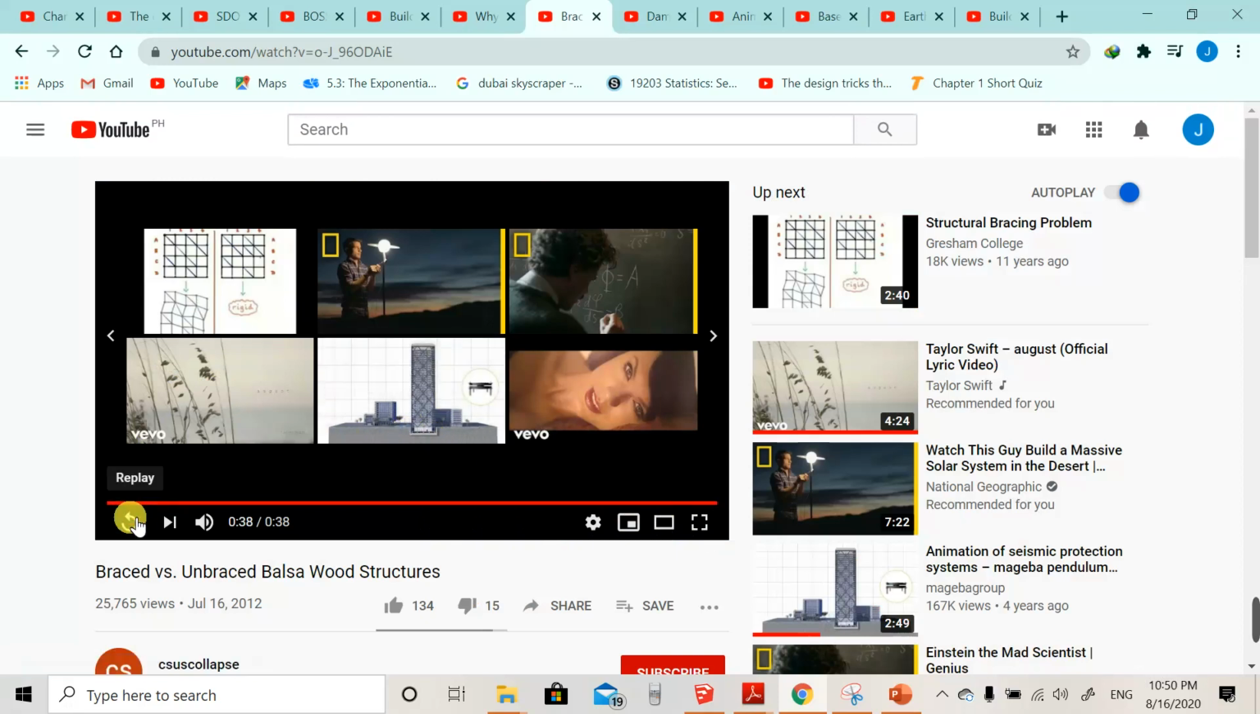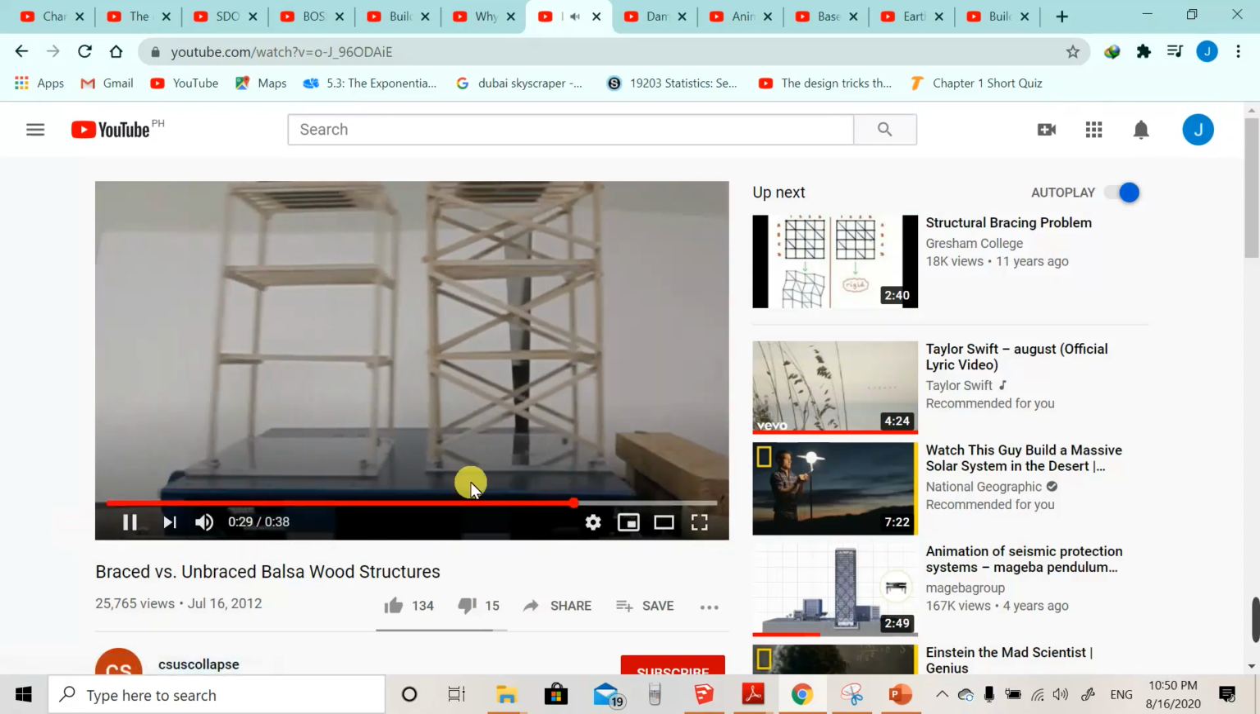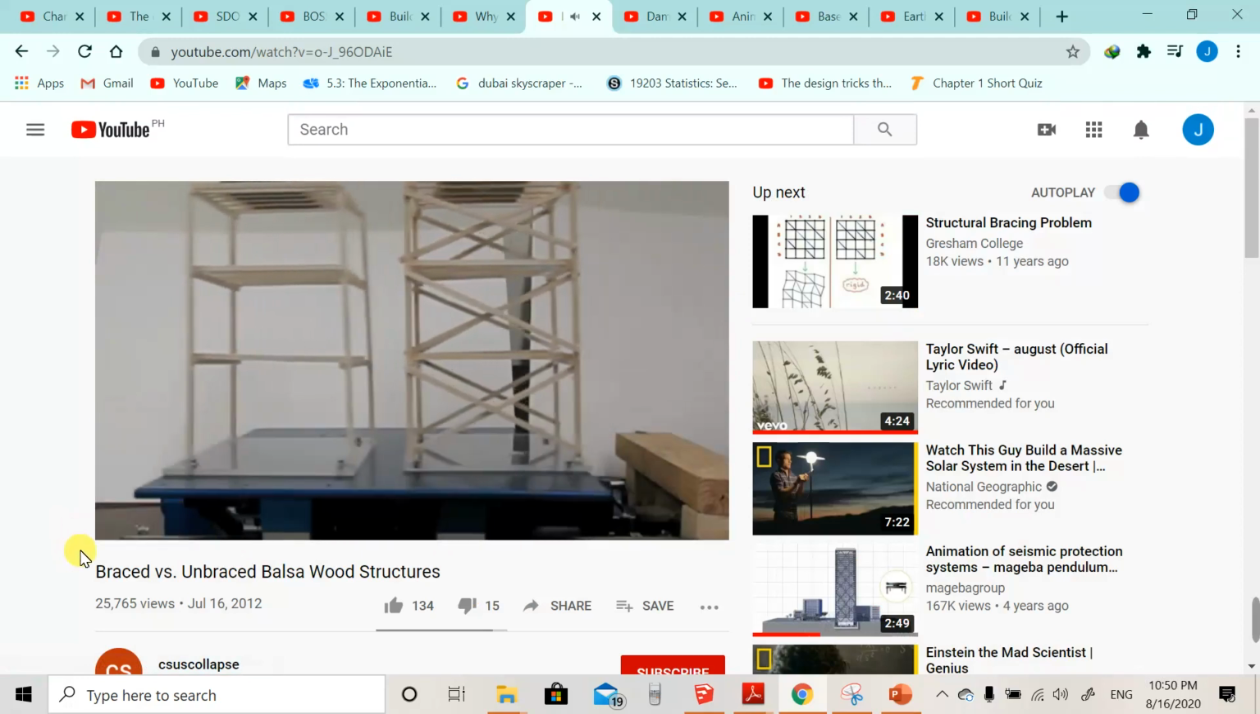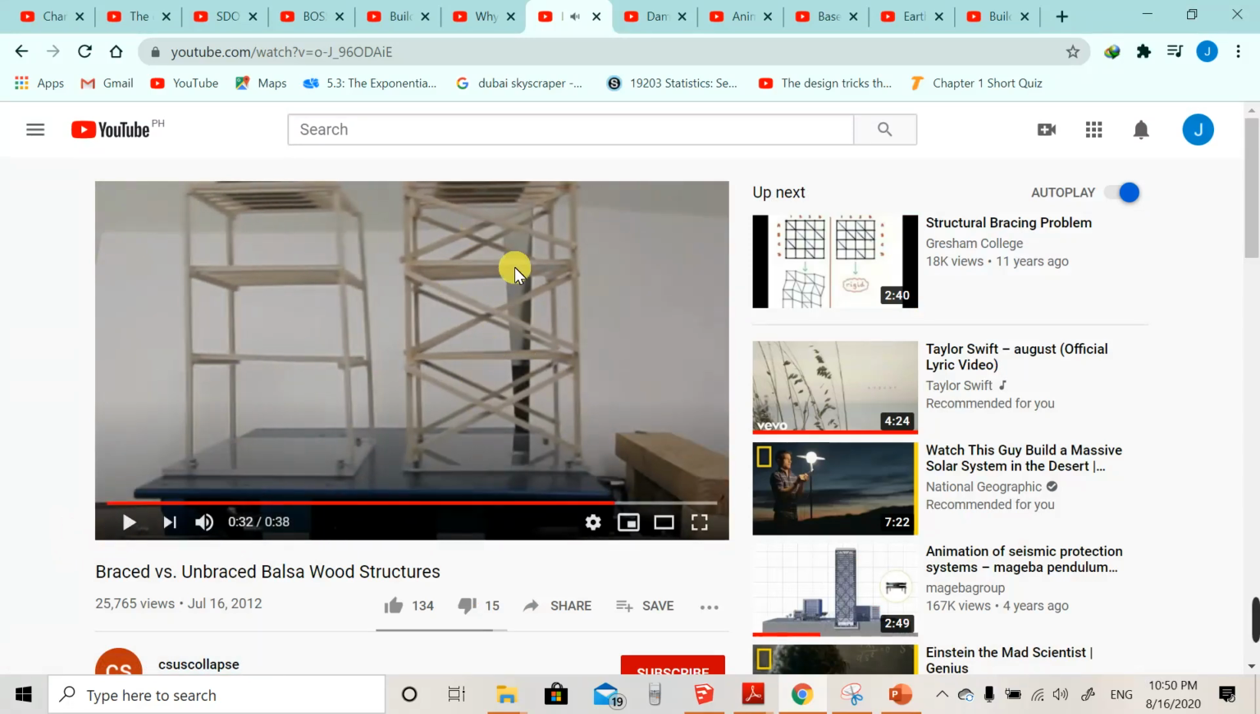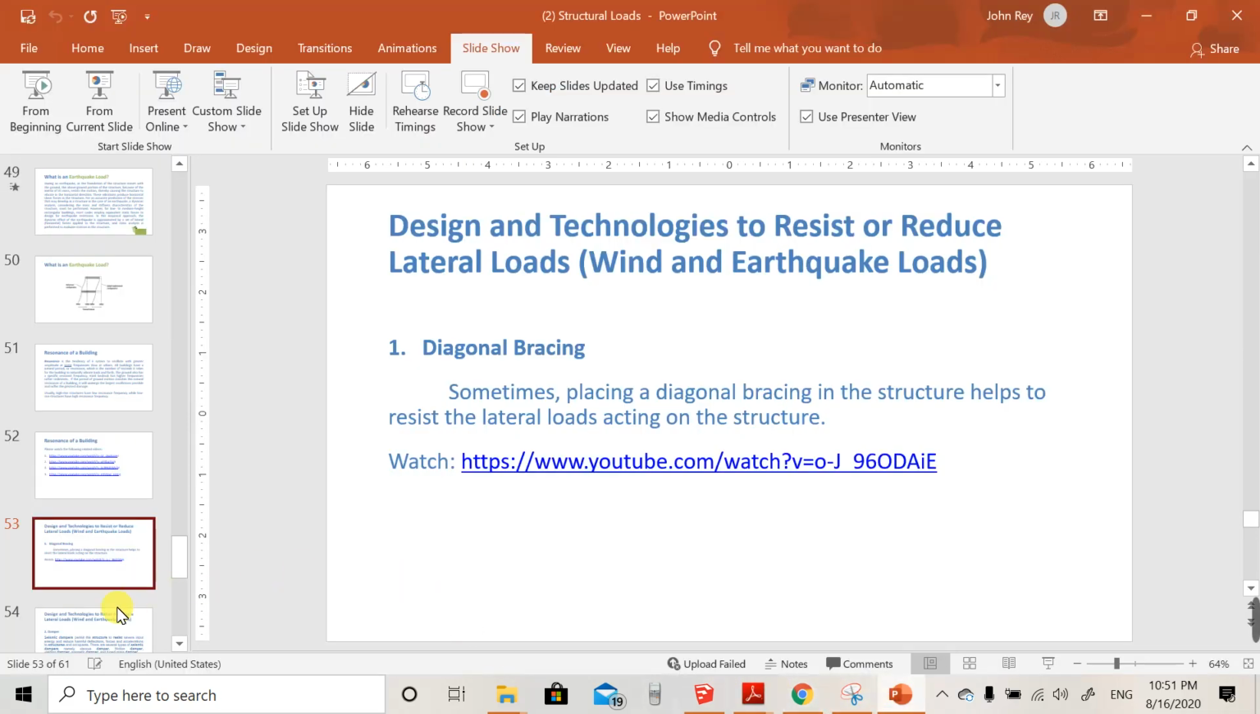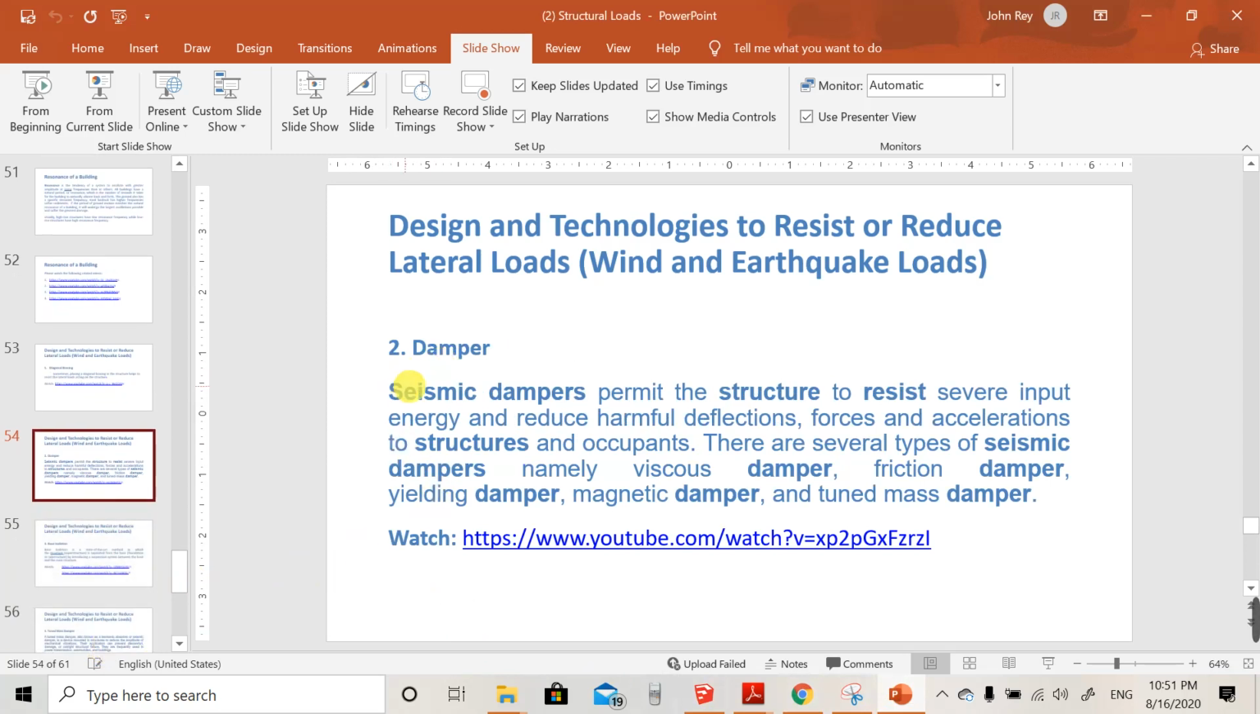So yun, nakita nyo agad class na yung structure na may bracing is bihira yung oscillation niya as compared sa structure na walang bracing. By simply providing a diagonal bracing, nagiging mas matibay yung structure natin, di ba? On the other hand, another thing is damper.